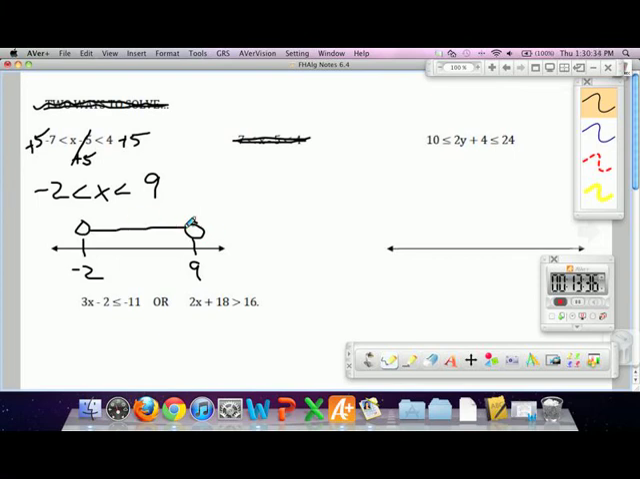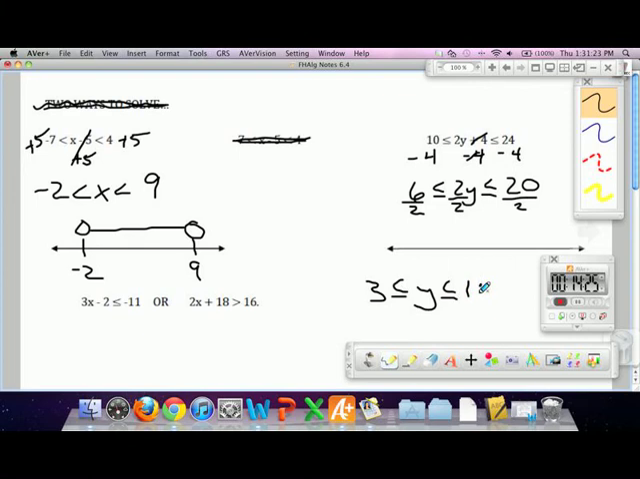How about a two-step one on the far side? What do I want to do to get y by itself? What's the first thing you'd like to do? Plus or minus 4. So I'll subtract 4 from both sides, and 10 minus 4 is 6. 24 minus 4 is 20. We're not done yet. We're going to have to do 2 things. So now what's left? Divide by 2. Whatever I do in the middle, I do to both sides. So what's the compound inequality look like in the end? 3 is less than or equal to y, which is less than or equal to 10.